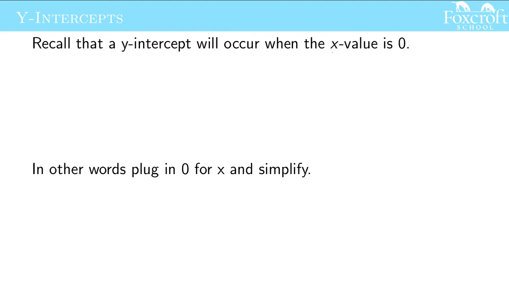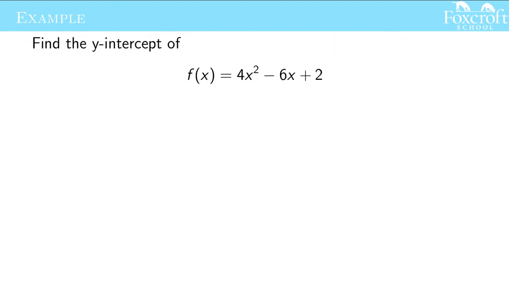That happens when your x value is 0. So when we're finding a y value, the simplest way to put it is you plug in 0, and then you just simplify as much as possible. We're going to find the y-intercept for this equation. This one's in standard form, and this is actually the simplest one. If I want to find it, I plug in 0.